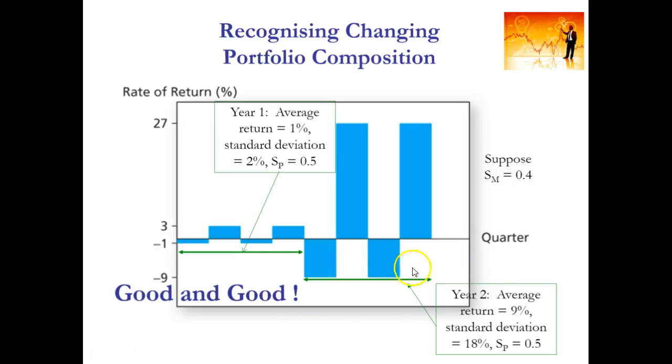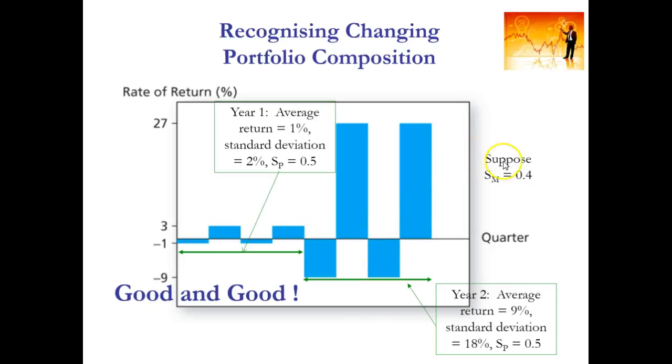Similarly, let's evaluate the second year of the portfolio. In the second year, we can calculate that the average excess return was 9% by taking the average across these 4 quarterly returns. And the standard deviation of these quarterly returns was 18%, which we can also calculate. So once again, 9% excess return divided by 18% standard deviation. In the second year, we also had a Sharpe ratio of 0.5.